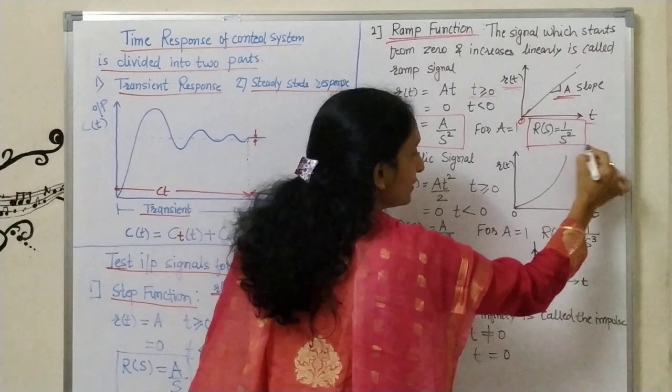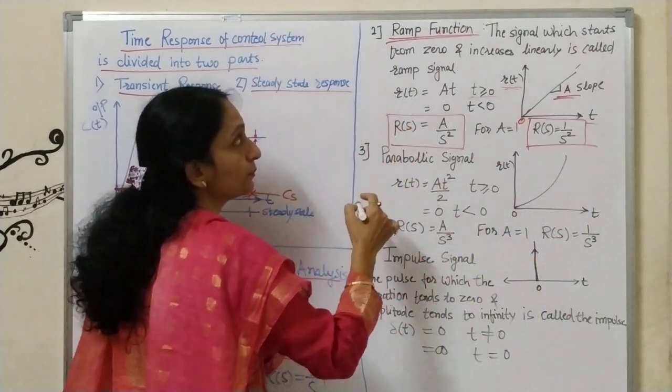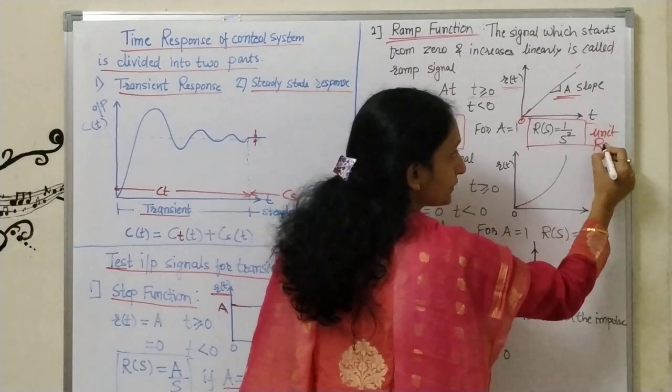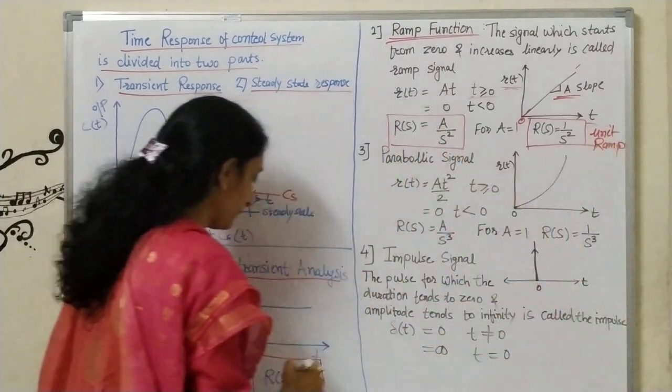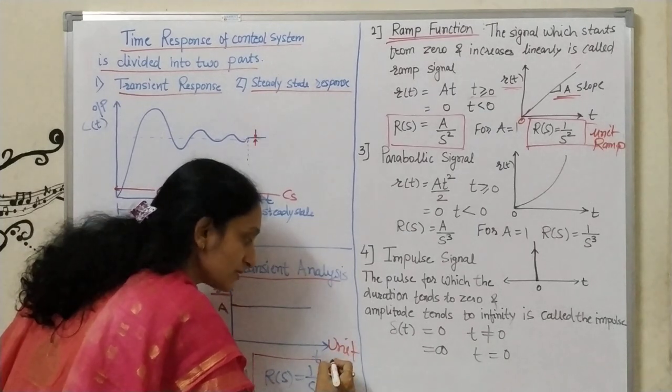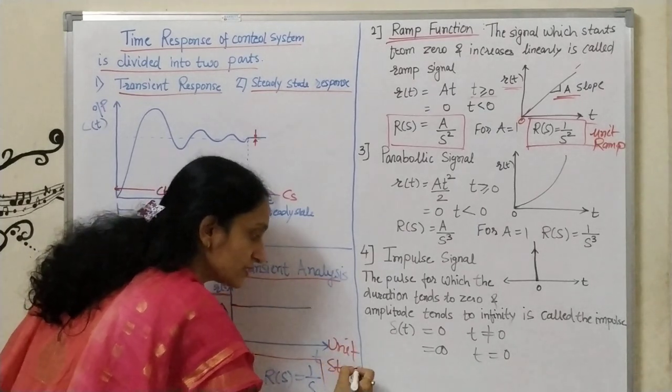So what will we say to this? We will say unit ramp function. When R of s is equal to 1 by s square, this is called the unit ramp. And this is called the unit step when we are getting R of s is equal to 1 by s. So this is unit step.